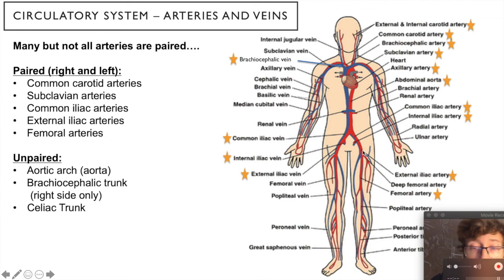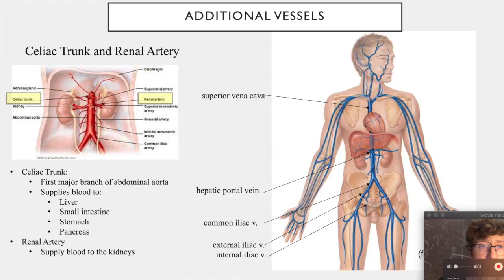And then if we kept tracing down an external iliac artery, that will give rise to the femoral artery, which will be our major blood vessel in the thigh. And then a couple final arteries that aren't really paired. They're just individual arteries that are coming off the aorta.